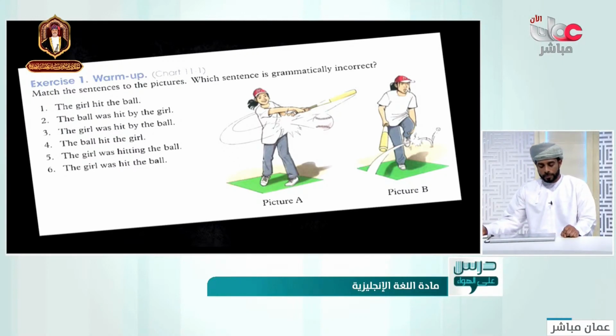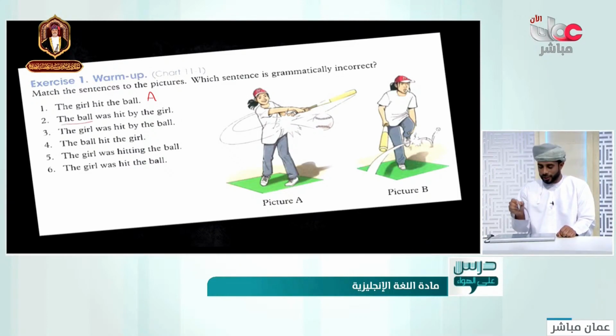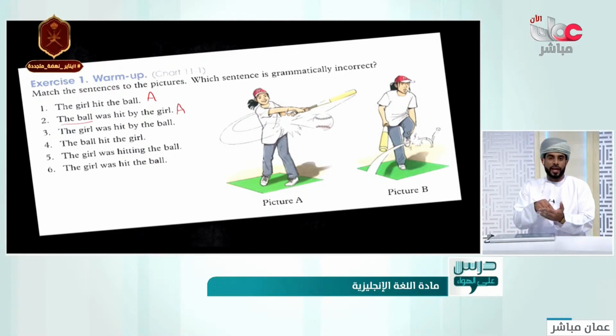One says, the girl hit the ball. The girl hit the ball. Which picture is this sentence referring to? Yes, it is A. Thank you. What about two? It says, the ball was hit by the girl. Which one received the action? The ball was hit by whom? By the girl. So it is also talking about picture A. Why is that? Because the ball received the action. Who hit the ball? The girl hit the ball.